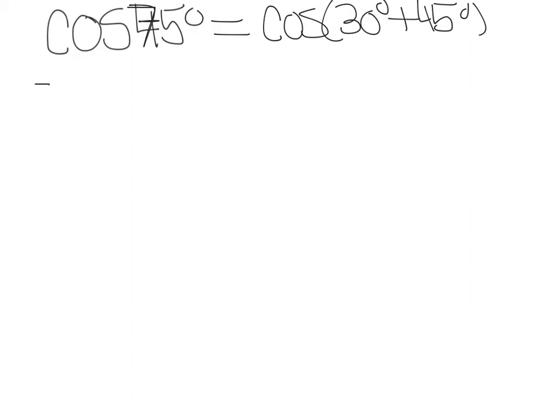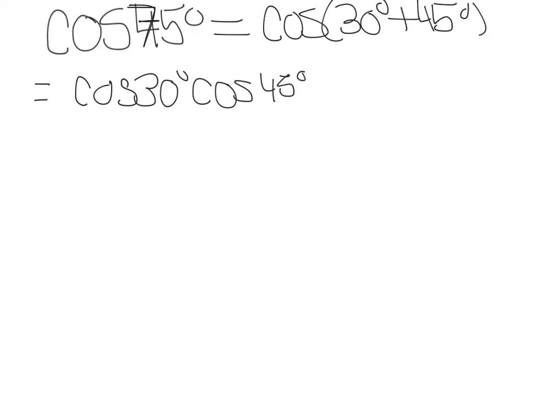So we can again expand this formula into cosine of 30 degrees, cosine of 45 degrees, and then you're going to use the minus sign because it's on top, sine of 30 degrees, sine of 45 degrees. And now it's just a matter of using your unit circle values.